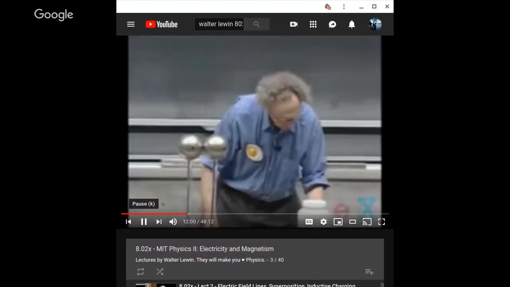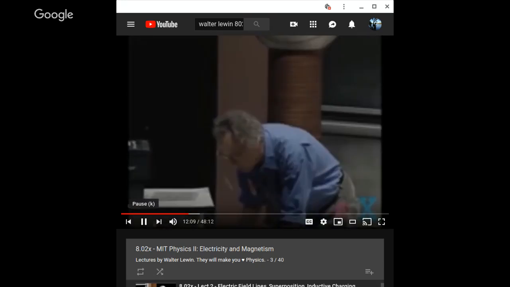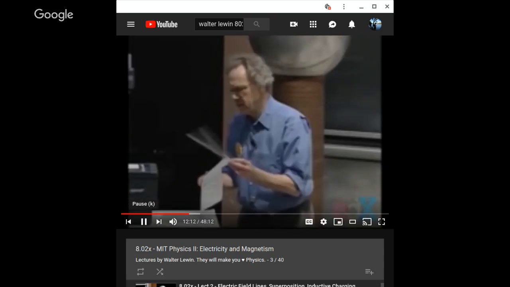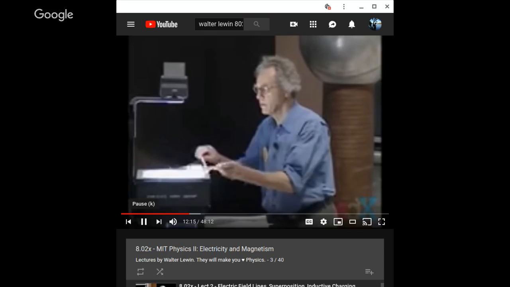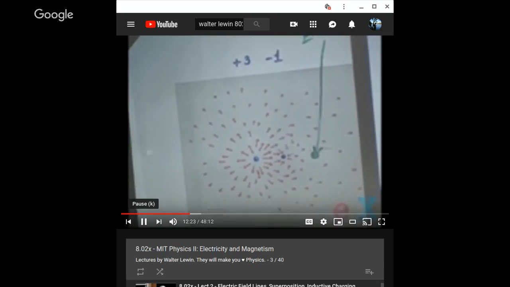Some graphical representations of a situation which is actually +3, -1. Try to improve on the light situation. And let's see how these electric vectors show up in the vicinity of these two charges. So here you see the +3 and the -1, relative units. And let's take a look at this in some detail.